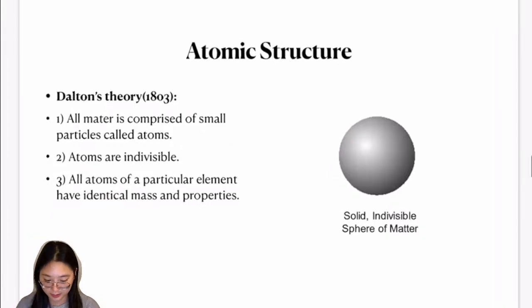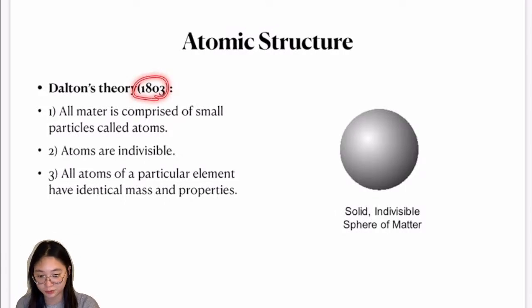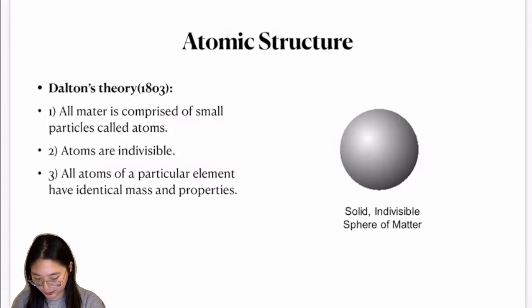Dalton is the very first scientist in history who proposed the idea of the atom. He was the first one who claimed that all the matter in the world is comprised of tiny particles called atoms. Then he proposed that this atom is a tiny sphere, a solid and indivisible sphere of matter. He proposed these ideas in 1803, which is about 200 years ago, right? So it's pretty recent.